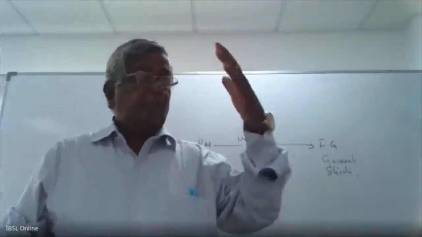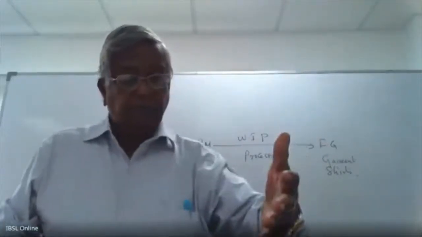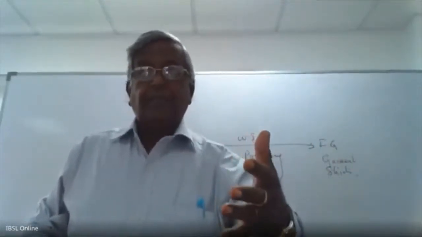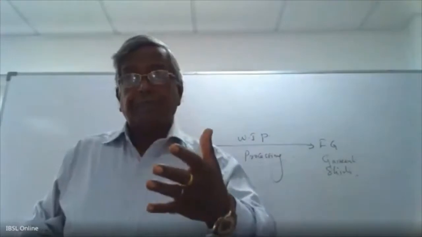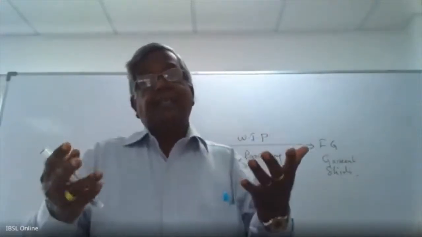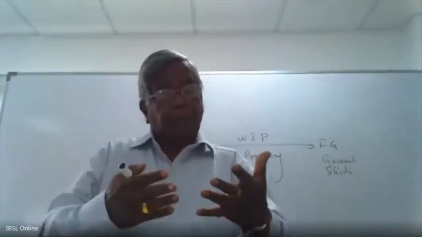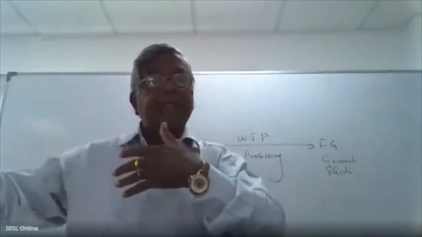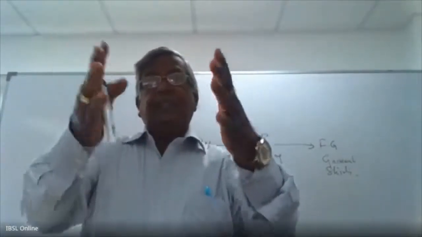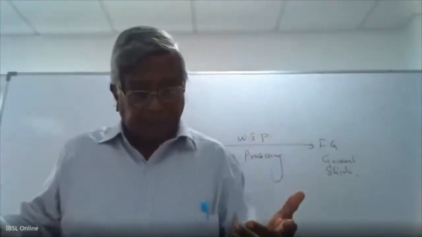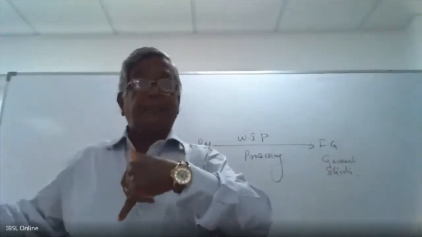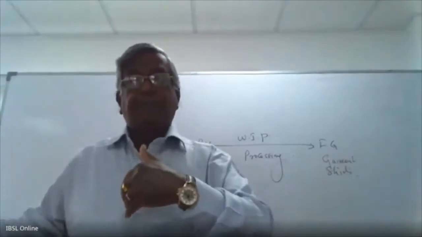Then finished good. What is the quantity? How is the quality? Whether there is any problem in the quality of the finished good. Obviously, when the quality of the finished good is a problem, the sale will get affected. People won't buy because of poor quality. So you have to judge how the quality is. Then the sales, whether there are any sale problems.